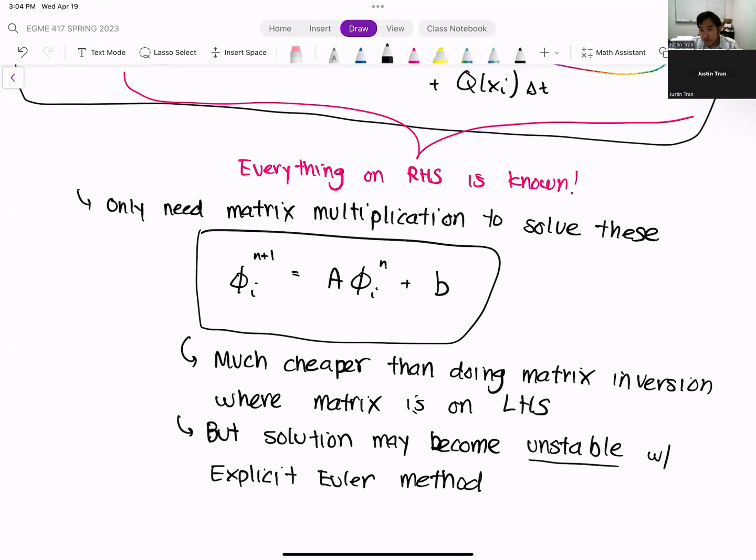So that's kind of the risk that you run. Okay, all right, so I want to do a quick example here. I'm not going to go through all the details of it just because it's in the notes, but I did want to show you how to apply this, especially how we actually apply this to advance the solution forward in time.